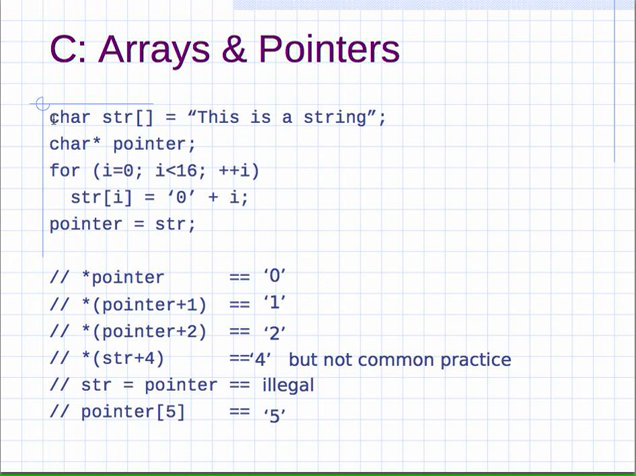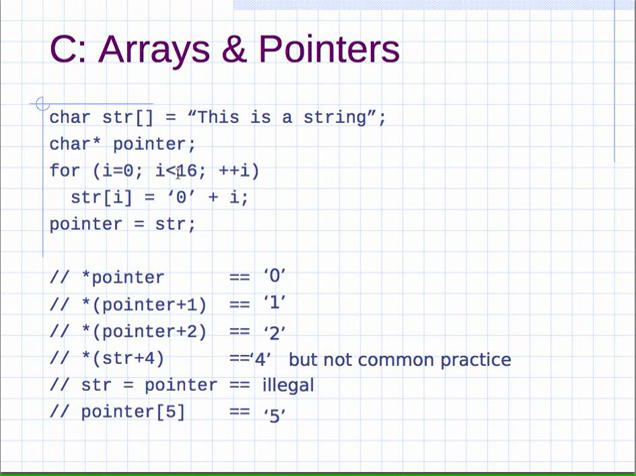So let's do it the former way. For example, you say char str open close square brackets. You're saying this is an array. We're setting the contents of that array, and then you can say char star pointer. You can for instance say str sub i, starting from 0 all the way to 16. Remember there are 18 characters here. You can set it equal to some number starting from 0 plus i.